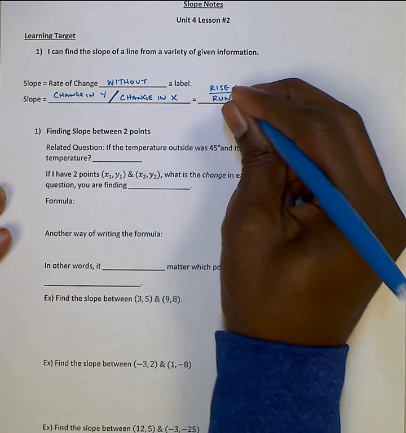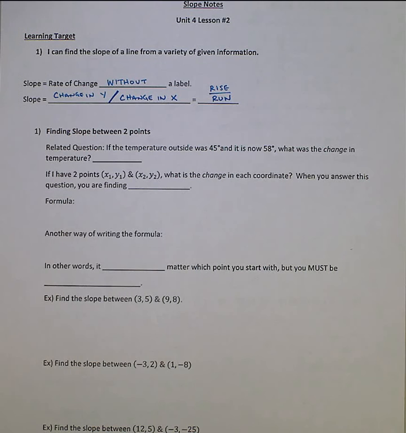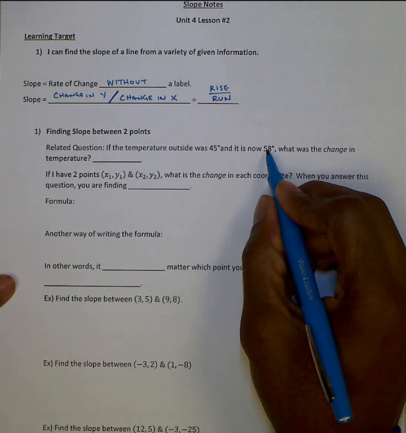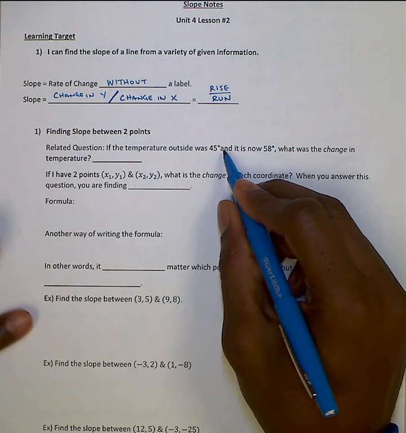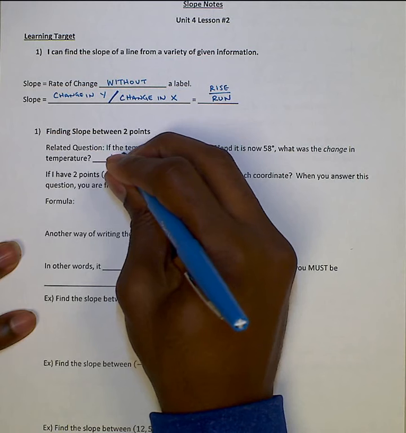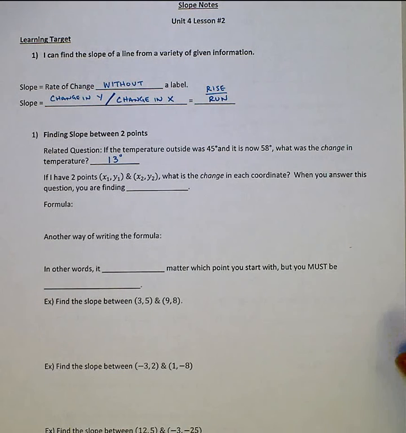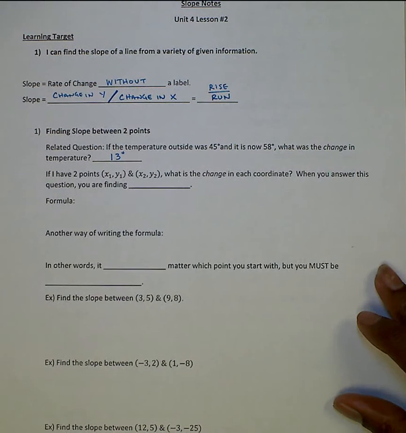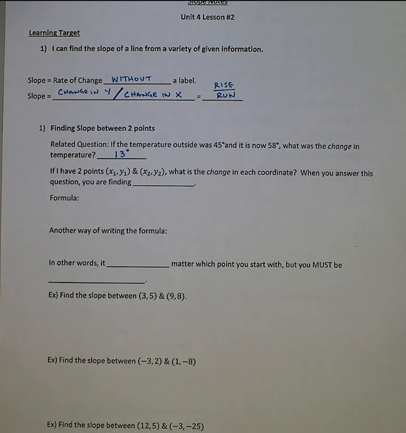Okay, so here's a related question. And we're going to talk about finding the slope between 2 points. If the temperature outside was 45 degrees and is now 58 degrees, what is the change in temperature? Okay, you can find change by subtracting, right? You'd say 58 minus 45, the change in temperature was 13 degrees. You might say positive 13 degrees because it went up. Okay, and you found that just by saying 58 minus 45.